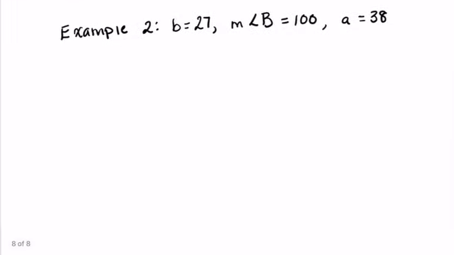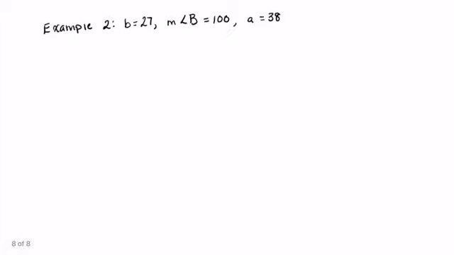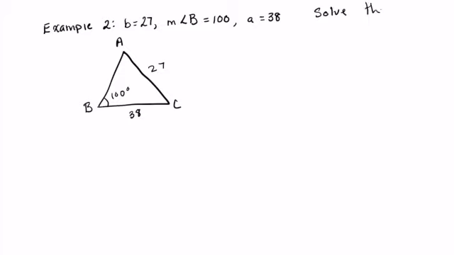So example 2 now gives us this information. We have our triangle. We can say A, B, C. Again, it doesn't matter where we place anything. The measurement of angle B will be 100 degrees. Side B is 27. Side A is 38. So maybe they're going to say solve the triangle. Okay, well, I know that when they ask me to solve the triangle, they want me to find all of the angles and all of the sides.